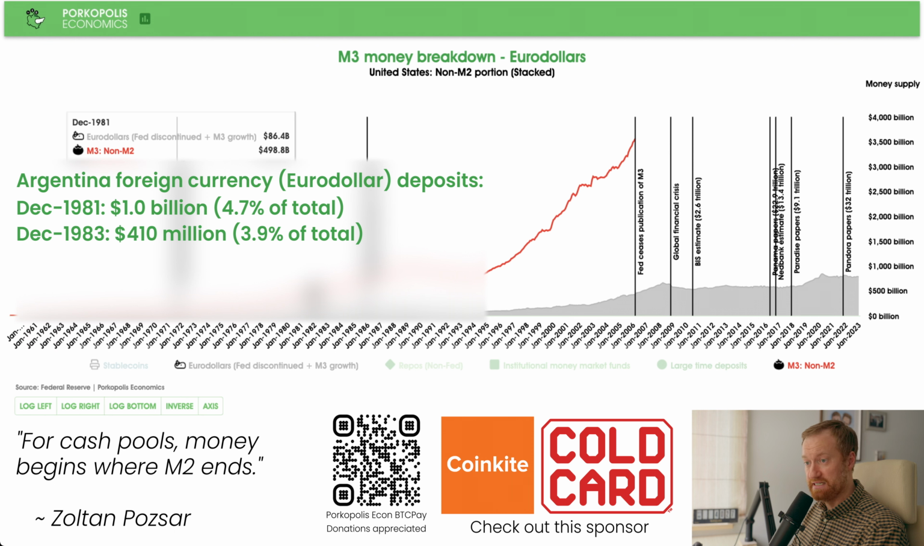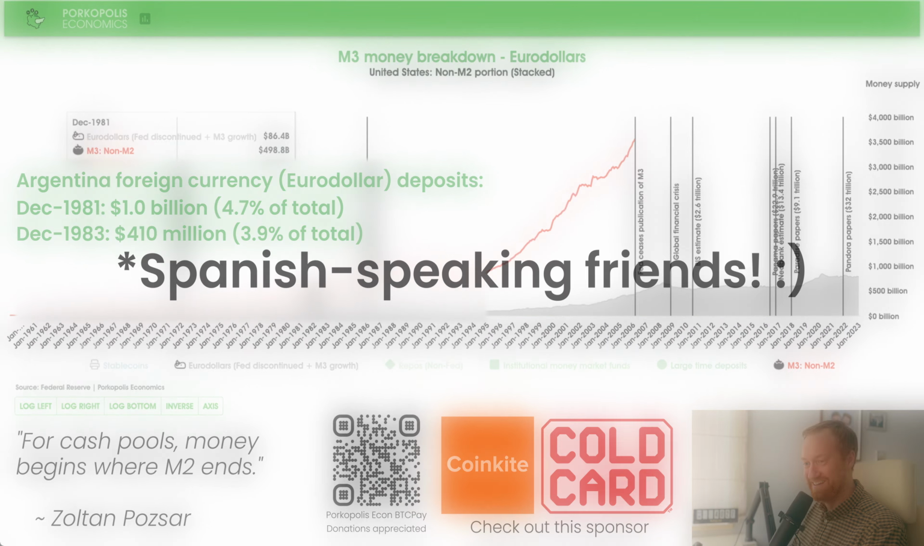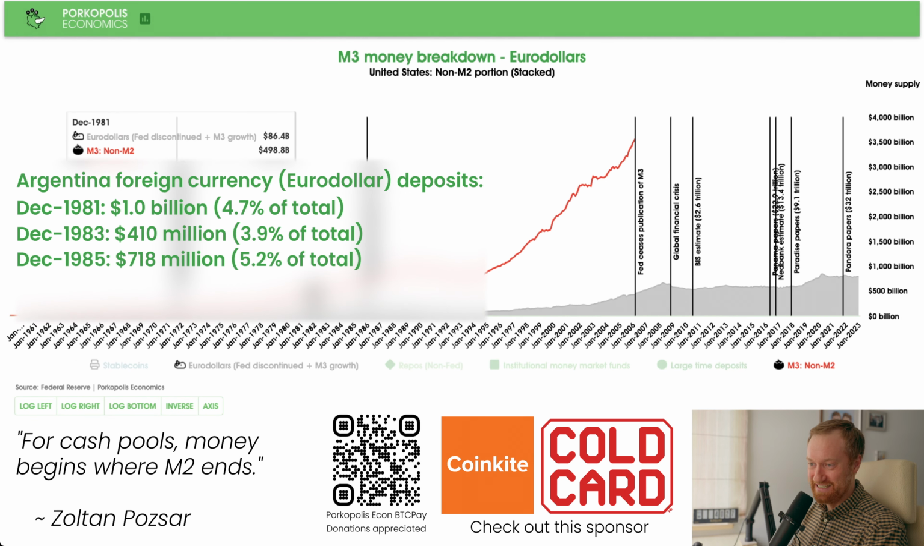It grows back again in December 1985. Now we're on a new currency still, the austral. I'm sorry, my Spanish friends, if I've butchered that. $718 million of foreign currency held in Argentina. Again, I'm sure the vast majority of that is in USD. And that foreign currency portion of deposits makes up 5.2% of all M3 deposits. So we're growing again. Now let's go all the way to when the Fed discontinued here.